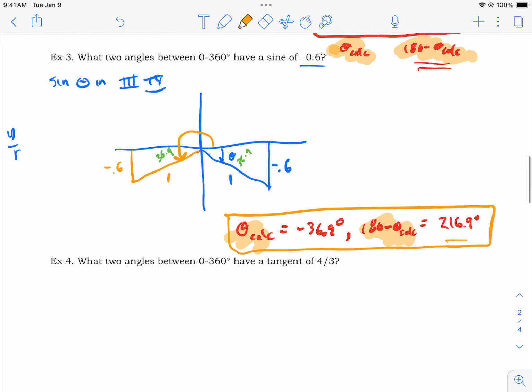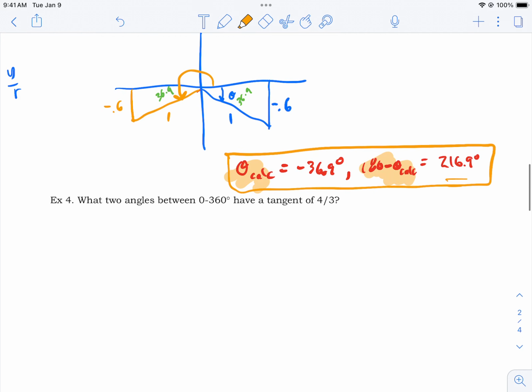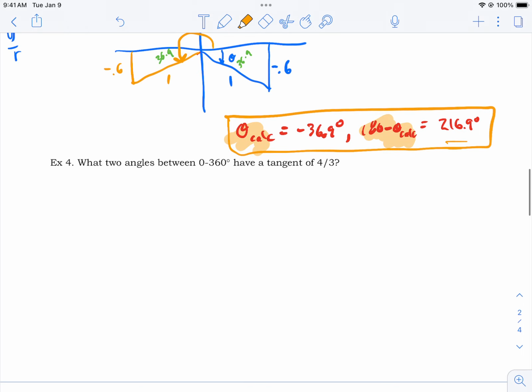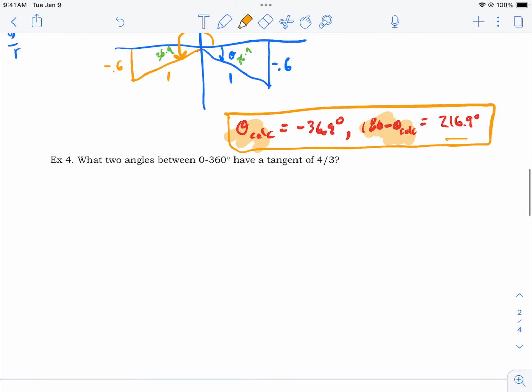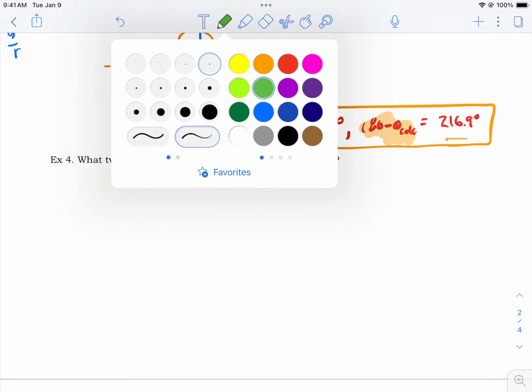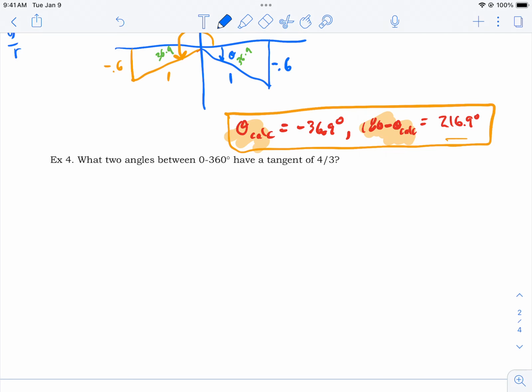It gets me to the idea of 180 minus theta calc. Okay, so I did two sines. Looks like I got tangent next. Okay, fine, tangent. So first question, we have a positive tangent. In what two quadrants is the tangent positive? Well, let's see, all students take calculus. It's positive in the first and in the third quadrant, right?